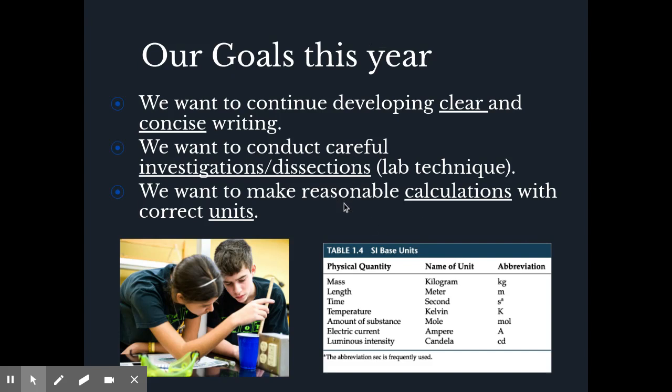And then lastly, we want to make reasonable calculations with correct units. If I ask you to tell me how much mass is in your pencil, you're probably not going to say 12,000 grams. Okay, that would be something similar to like, I don't know, 12 pounds maybe or something like that. Hopefully you don't have a pencil that has that much mass that it is that heavy. Otherwise you have some very strong hands.